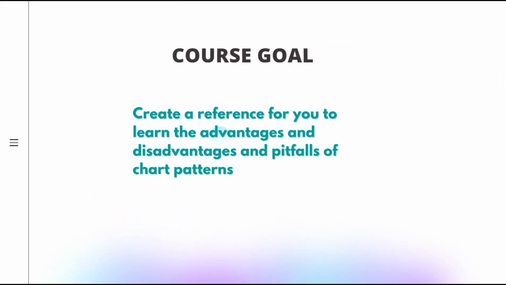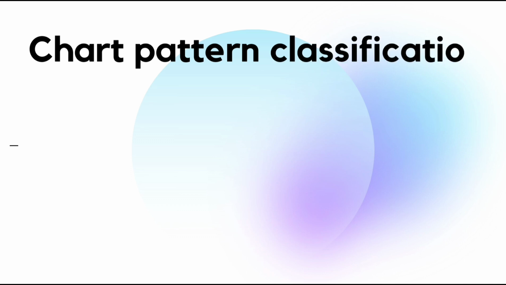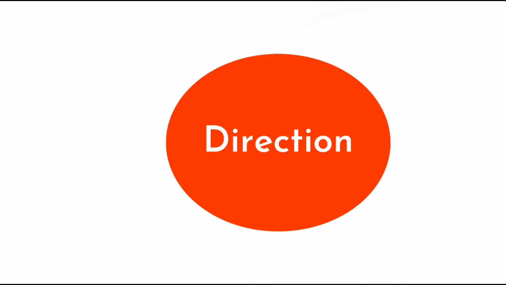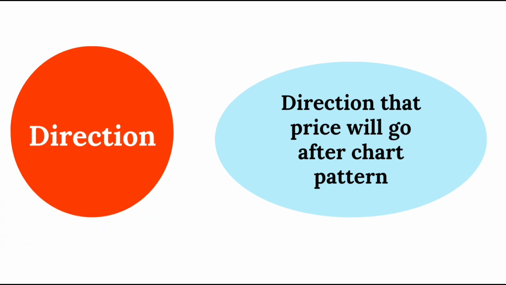This course is to show you the reality of using these patterns, rather than demonstrating indicators for the sake of it. Chart pattern classification works a lot like candlestick pattern classification. There are two types of classification of chart patterns, direction and type. Let's start with the first classification, that is direction.